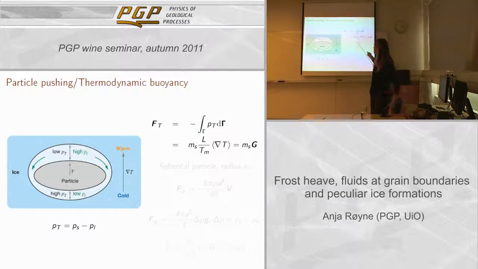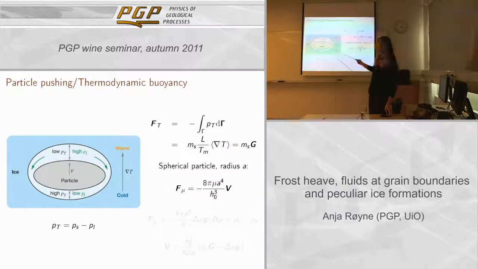And then now we have moved to mass. So this is the latent heat per mass. The force then depends on the mass of the particle, or actually of the ice that is displaced, and you get this buoyancy term where you have the mass, and then you have a term which is due to the temperature gradient and the latent heat, which gives you a force.